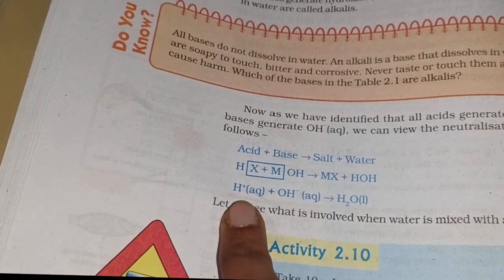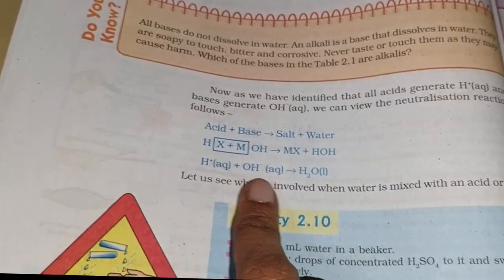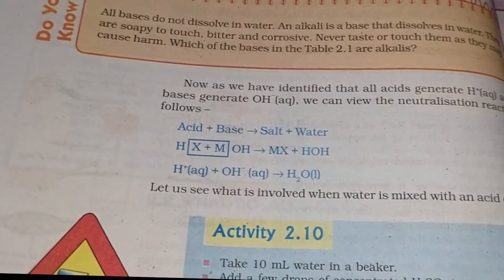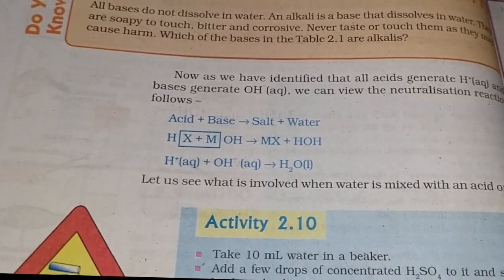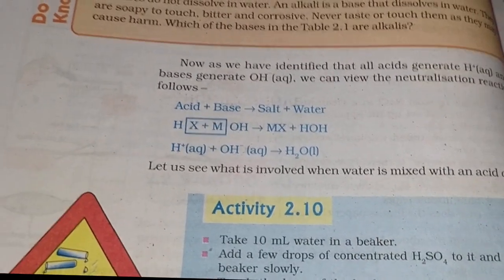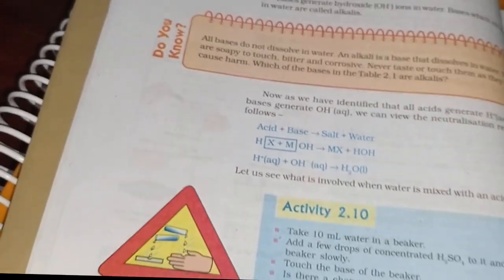So in acids H plus ions are there, and in bases OH minus ions are there. When they both react with each other, they form water. So water is neutral. When an acid reacts with a base, it forms water, which is neutral. Then that is a neutralization reaction.